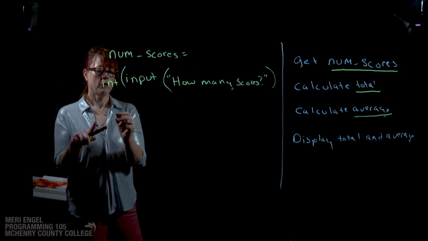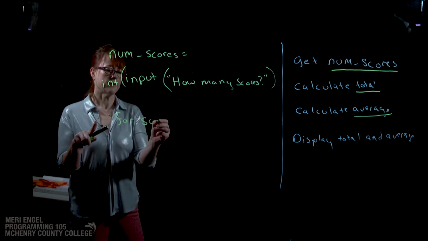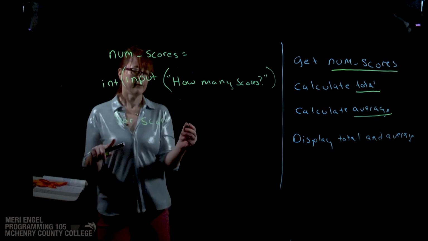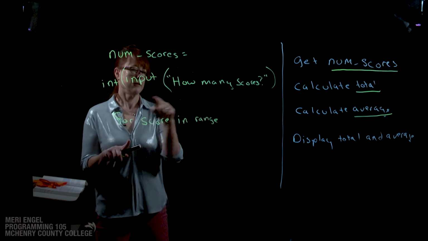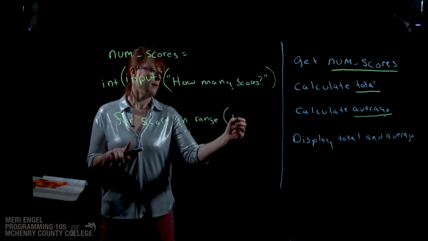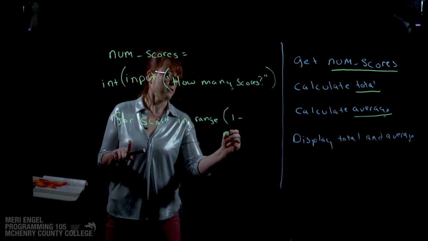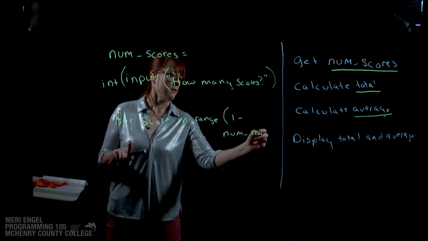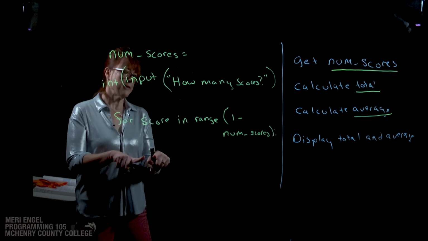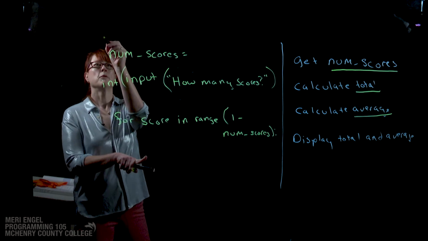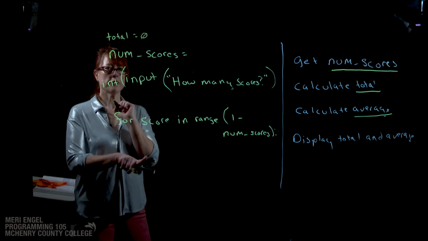So now I can do for score in range 1 through num scores. Then we're going to do things in here. Now we're going to need to have our total. So my total will be total equals 0, because we should initialize it before we use it.